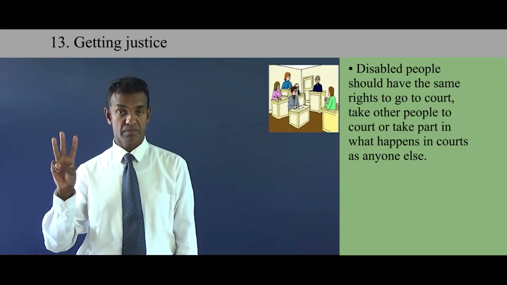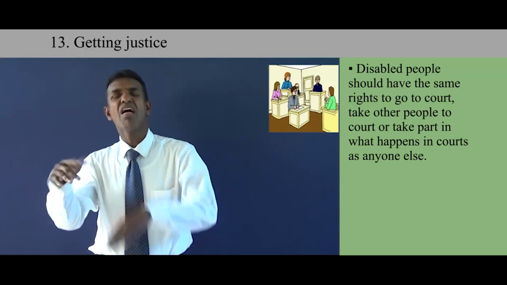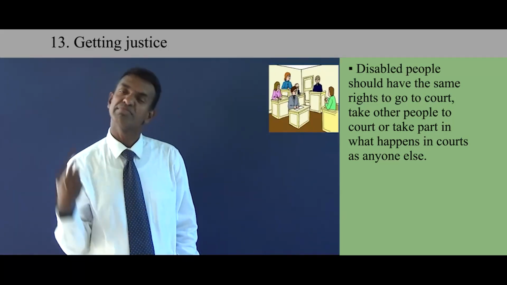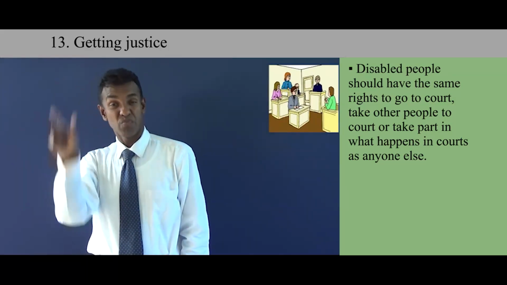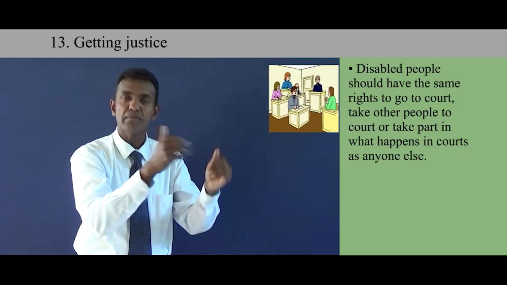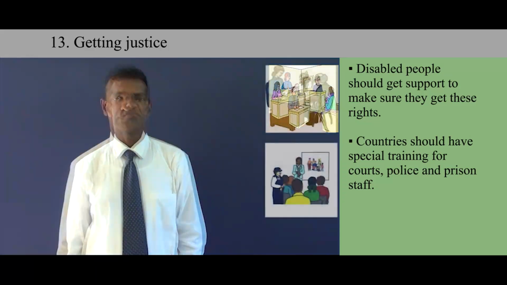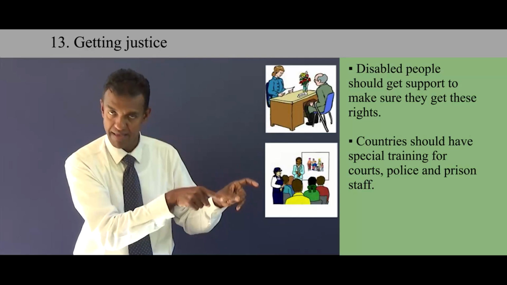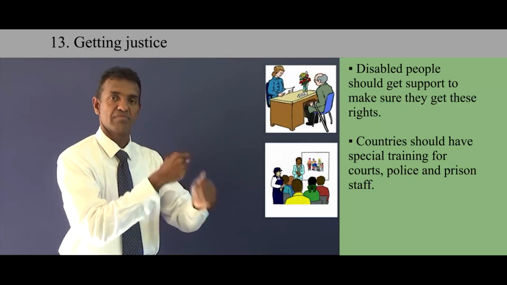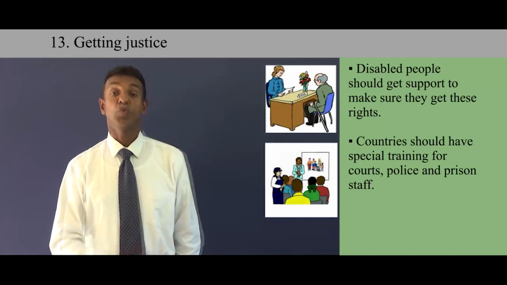Getting justice. Disabled people should have the same rights to go to court, take other people to court, or take part in what happens in courts as anyone else. Disabled people should get support to make sure they get these rights. Countries should have special training for courts, police, and prison staff.